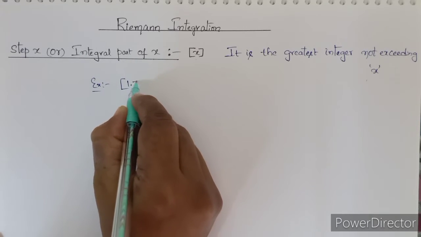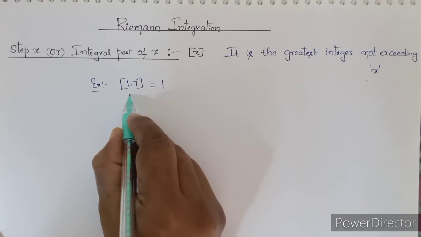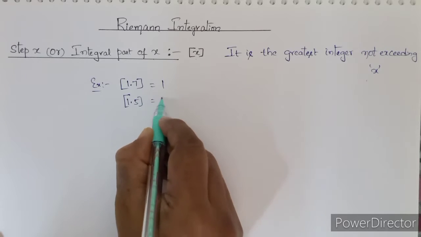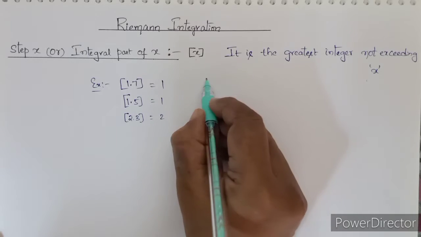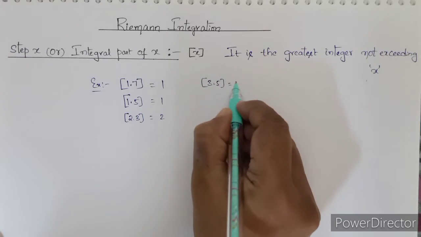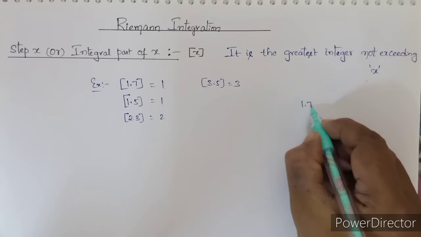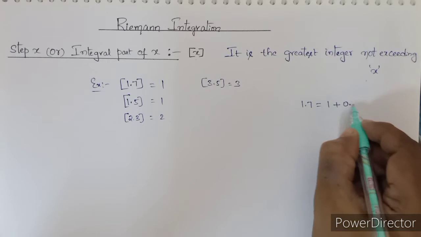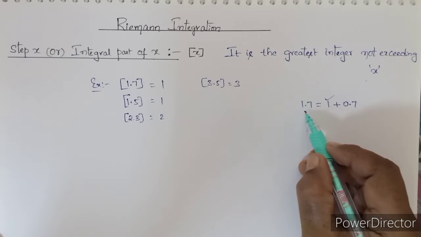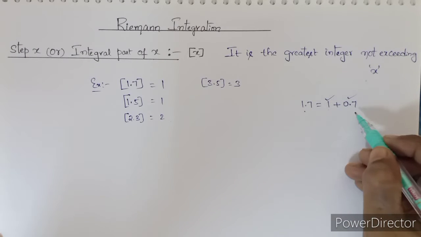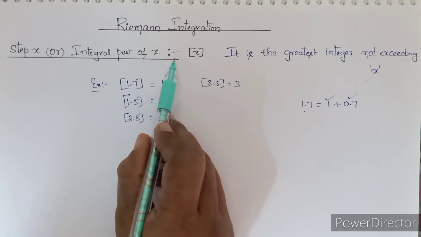Step of 1.7 is equal to 1. Step of 1.5 is 1. Step of 2.3 is 2. Step of 3.5 is 3. How is it possible? We are taking only the integral part. Suppose 1.7, we write it as 1 plus 0.7. It is the integral part of 1.7. 1 is the integral part of 1.7 and 0.7 is the fractional part of 1.7. That is why step x is also called the integral part of x.